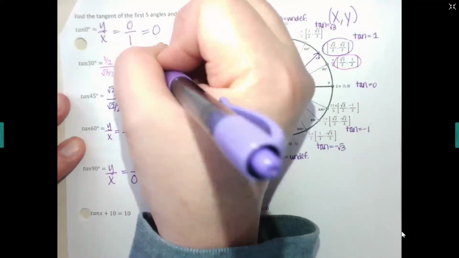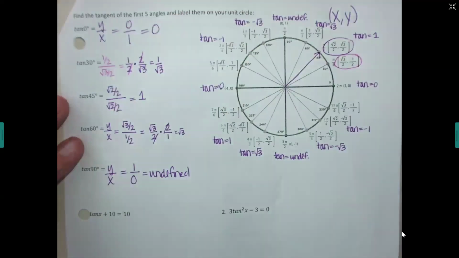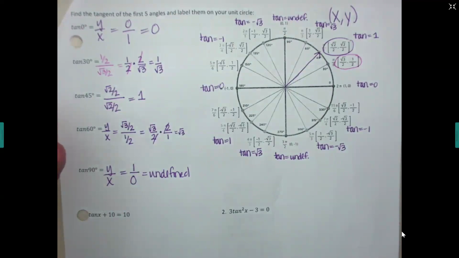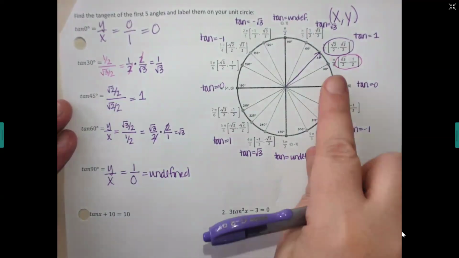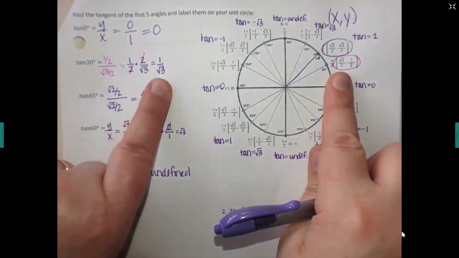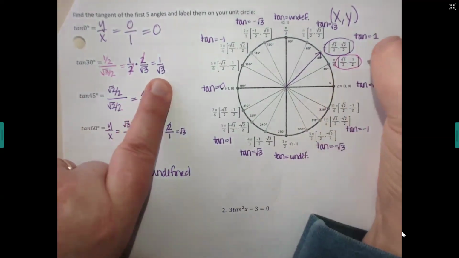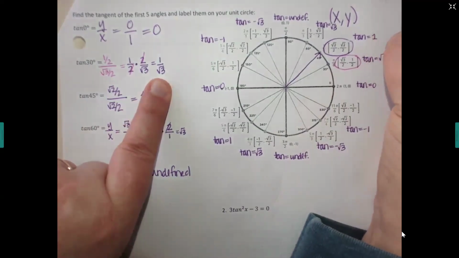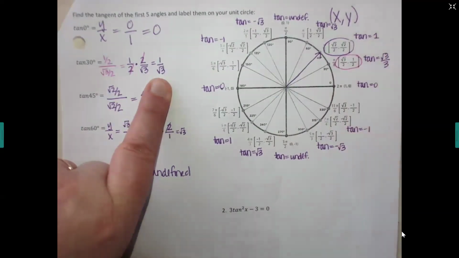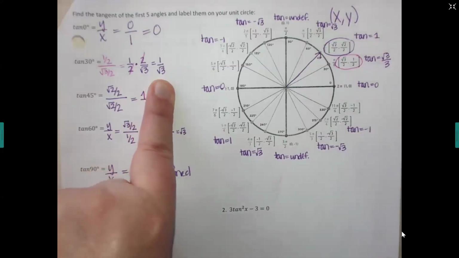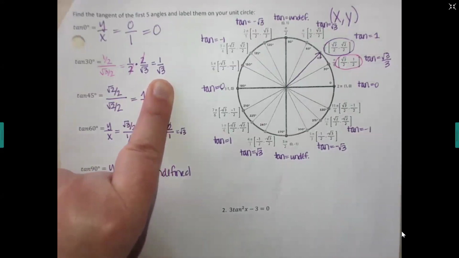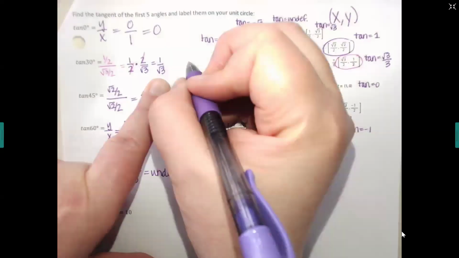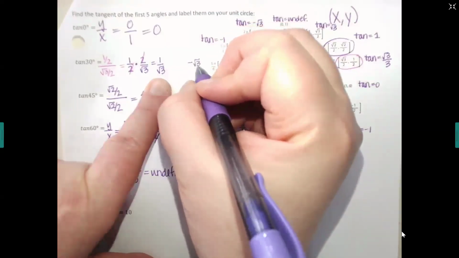1 over root 3. Should I write it like that, though, around the edges? No, remember, you got to fix that. No square roots on the bottom. So go over here to 30 degrees. If I fix this, how would it come out? Root 3 over 3. Very good. So it's a square root 3 over a regular 3. Go across the circle to quadrant 2. It's almost the same pair, but now one of them's negative. So it would be negative root 3 over 3.